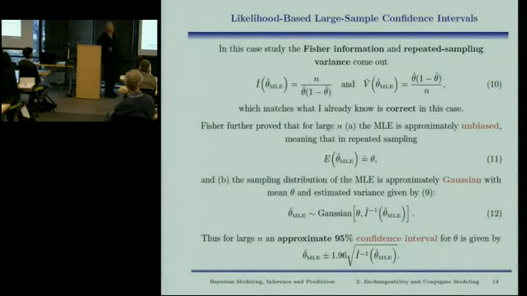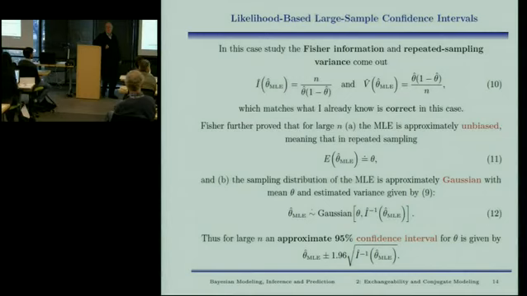He further proved the following two things, A and B. Firstly, it turns out that in large samples, the maximum likelihood estimator is approximately unbiased, which means that in repeated sampling, the long-run average of those theta hats in my repeated sampling data sets will approximately be equal to theta. He also showed the bias, when it exists, is of order 1 over n, and so it goes to 0 rapidly as the sample size increases.